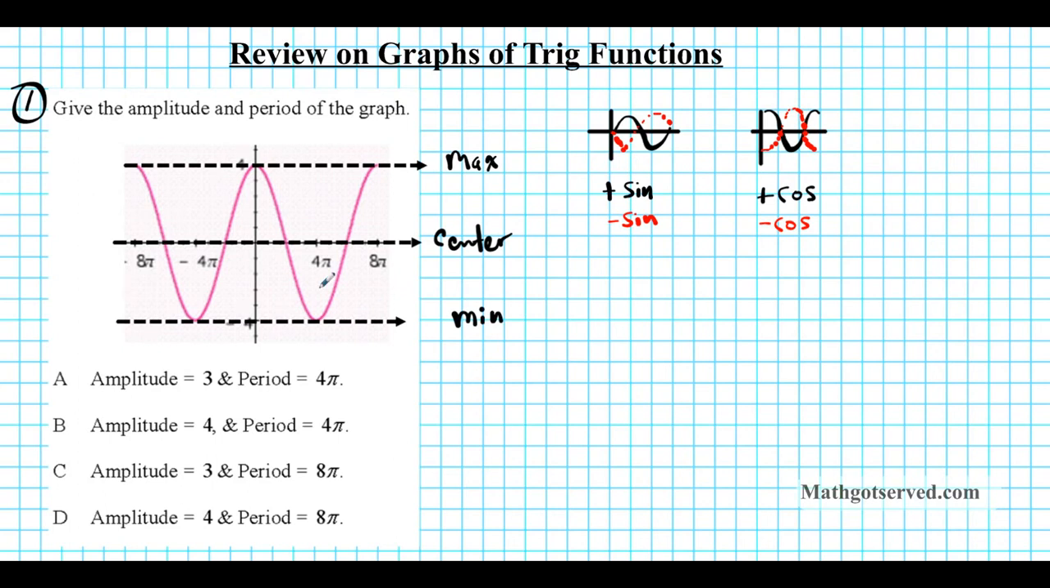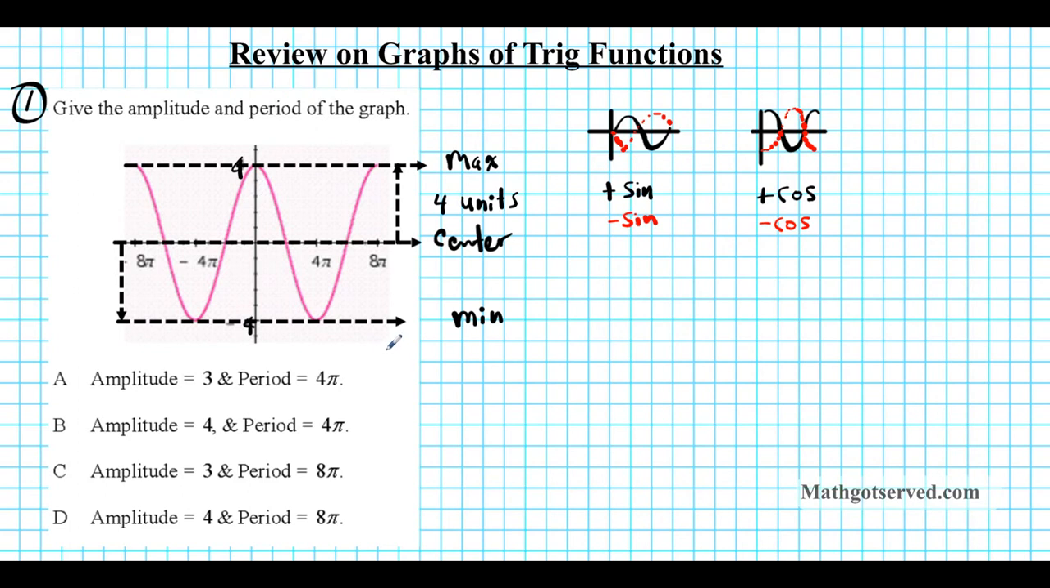Now note, the amplitude is not a displacement from the min to the max. It's a displacement from the center to the max or min. So I can either compute this distance from here to here, or I can compute this distance from here to here. Okay? So how many units displacement are there from the center to the maximum or from the center to the min? That will tell us what our amplitude is. And we can clearly see that it's 4. So this is 4 units. Okay, so that's our amplitude.